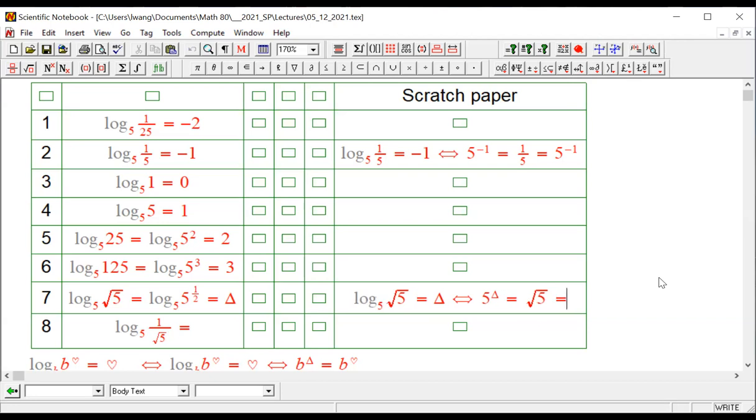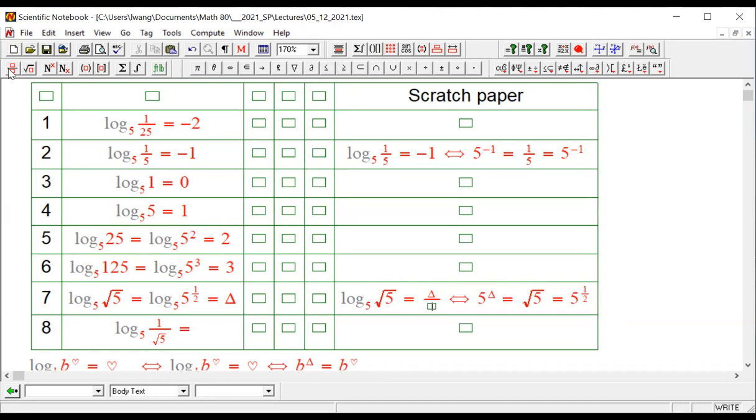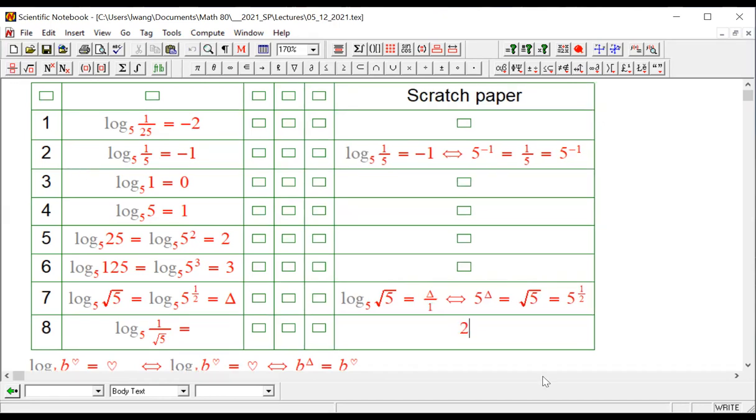What is root 5 equal to? Isn't root 5 equal to 5 to the power of 1/2? That's right. You see, 5 to the power triangle equals 5 to the power 1/2. Therefore, the triangle has no choice but to equal 1/2. Very good, you figured it out, Marcelo. So this is 1/2, and of course the answer is 1/2.